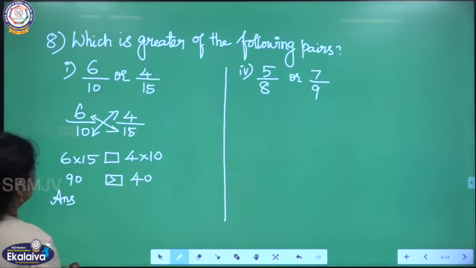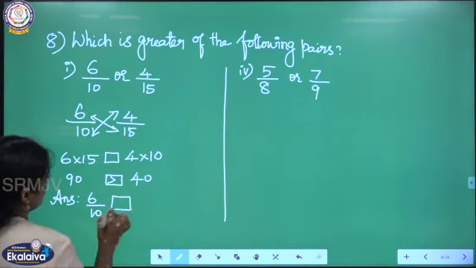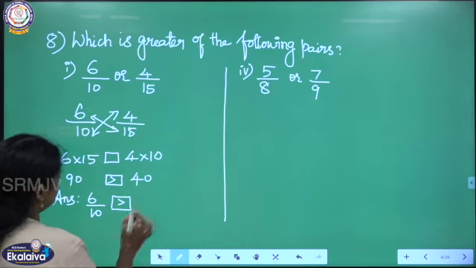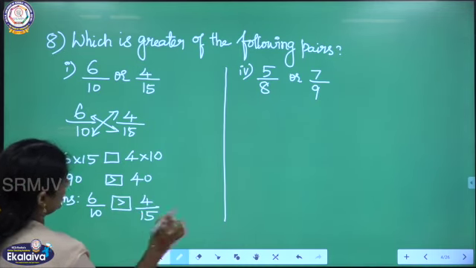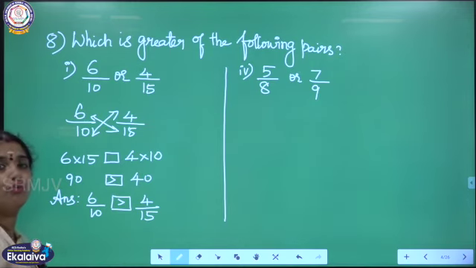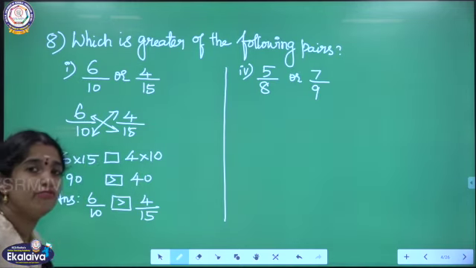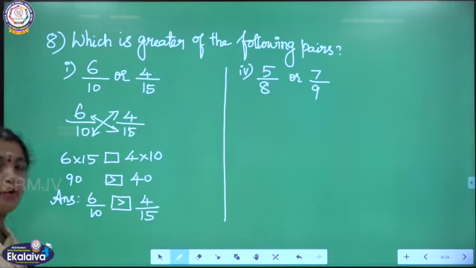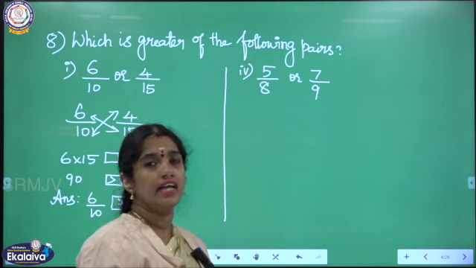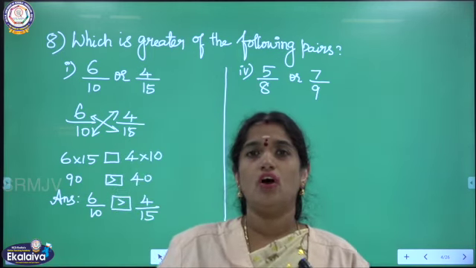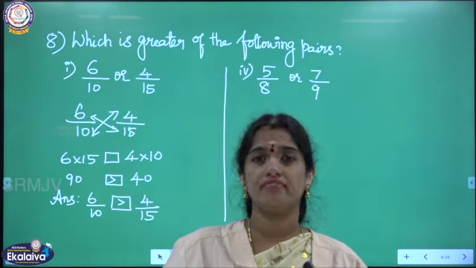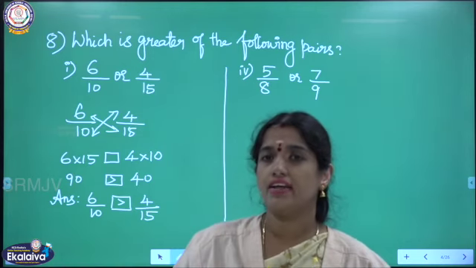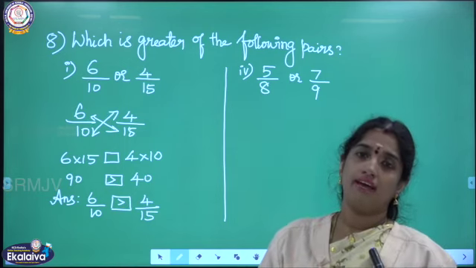So the left hand side is greater. So 6 by 10 is greater than 4 by 15. Can you clear this, children? What I did for the equivalent fraction, the same thing I am following here. Only, you just cross multiply and find the product. If it is equal and they are asking about equivalent fractions, you put the equal sign. Or else, for greater, see the product: whether the left hand side is greater or the right hand side is greater.